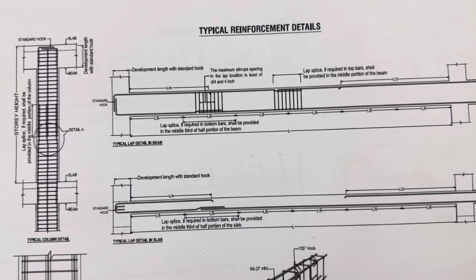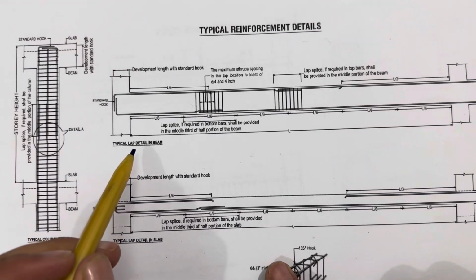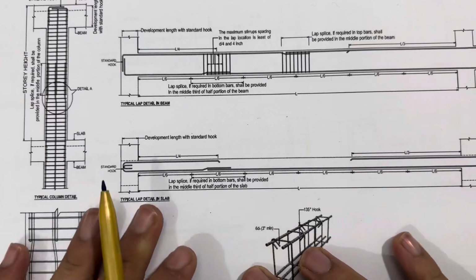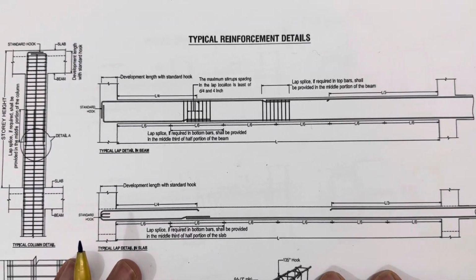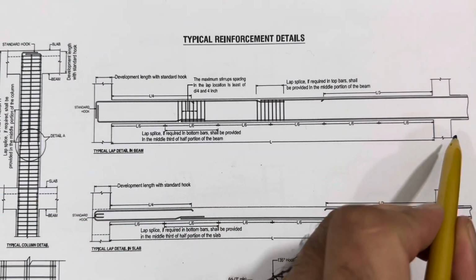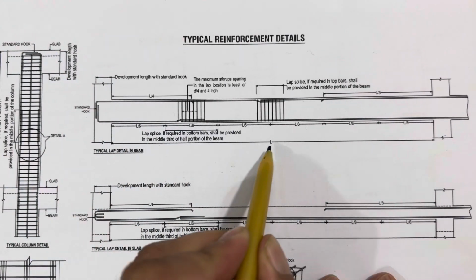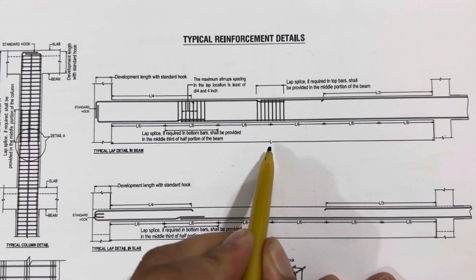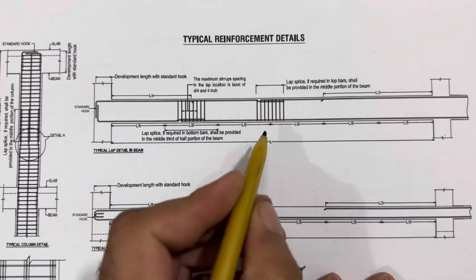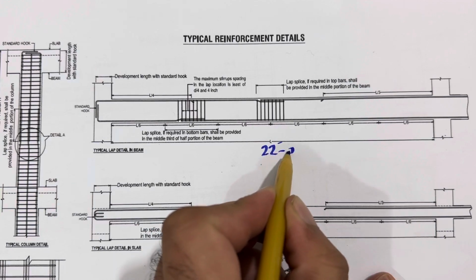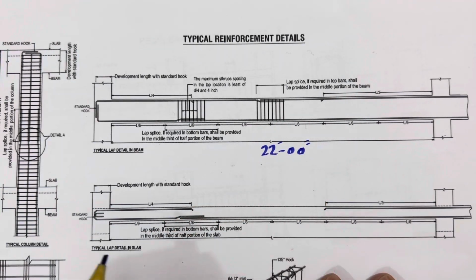And guys, you can see here, this is typical lap detail in beam and this is typical lap detail in slab, okay? So here, if you see, these are two supports. It means this is one column and this is the other column. The span between two columns is called L, okay? So suppose this is, for example, 22 feet and 0 inches, right?